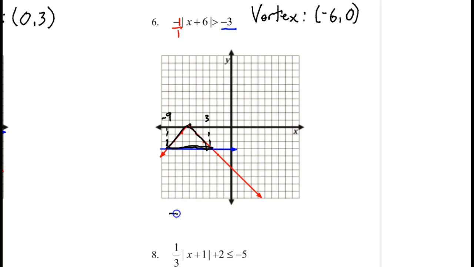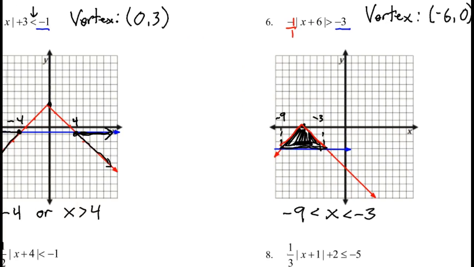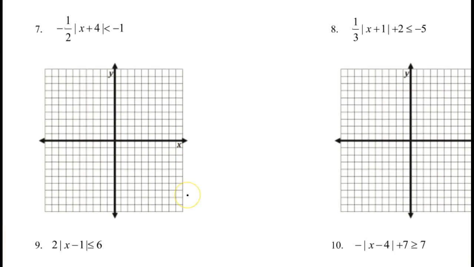So anything between negative 9 and negative 3. Yeah, negative 3. And all these x's right here are all between negative 9 and negative 3, and that's where this part of the absolute value graph is above the line, above our answer line. Alright, good. Let's keep on going.